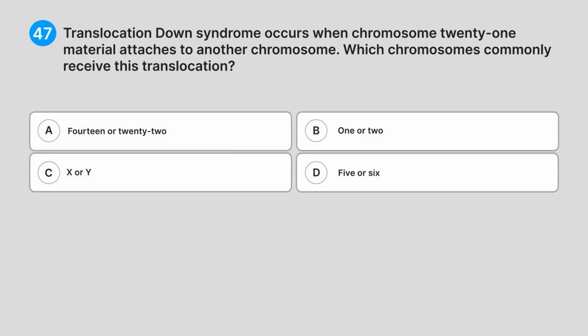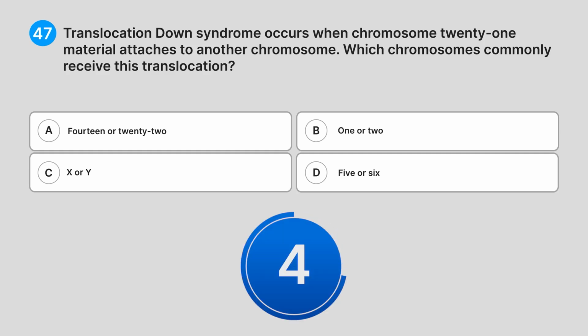47. Translocation Down syndrome occurs when chromosome 21 material attaches to another chromosome. Which chromosomes commonly receive this translocation? A, 14 or 22. B, 1 or 2. C, X or Y. D, 5 or 6. Do you know the answer?